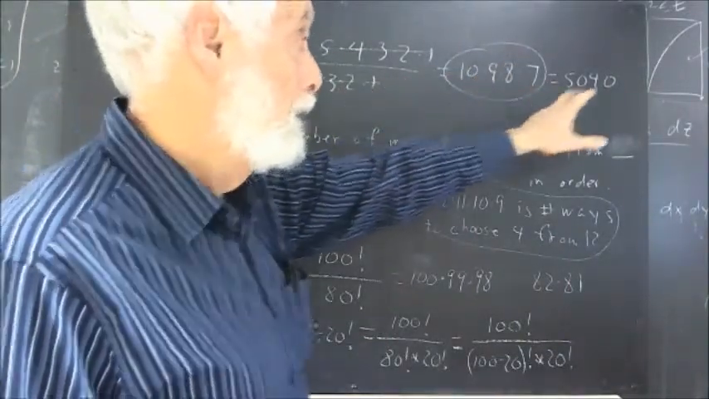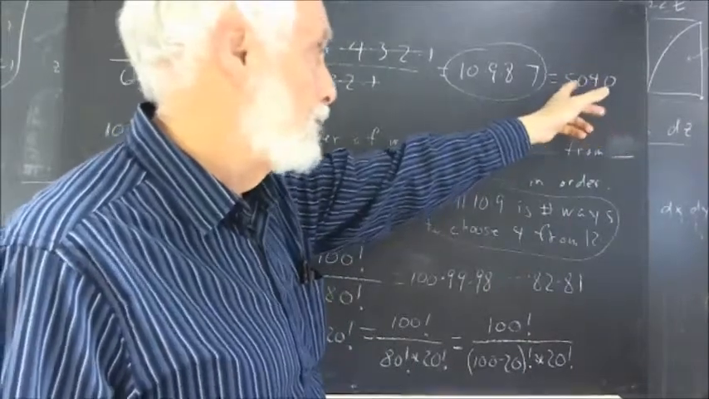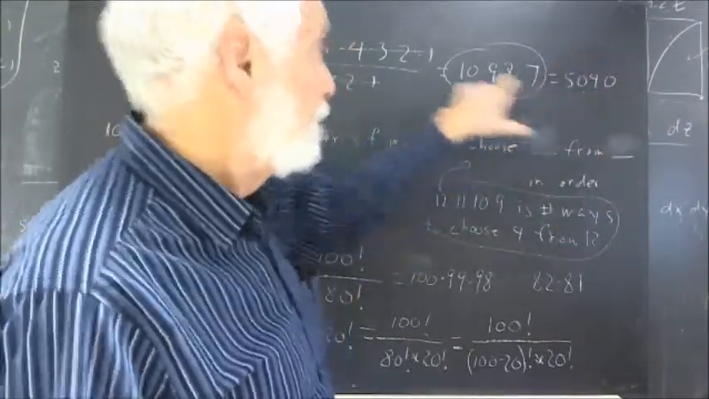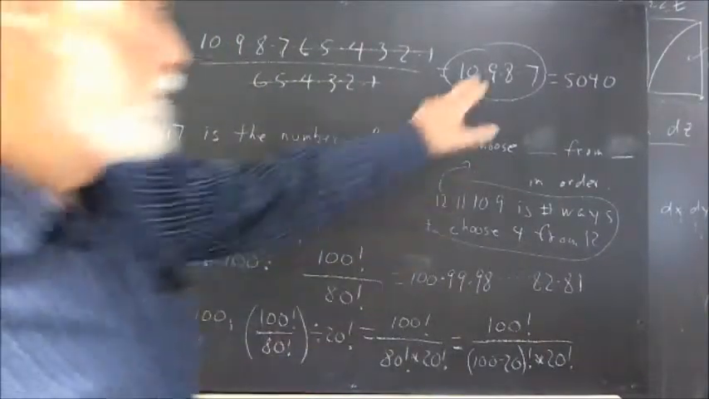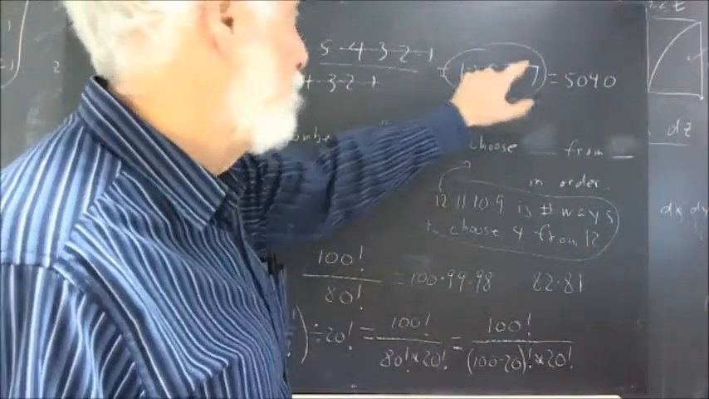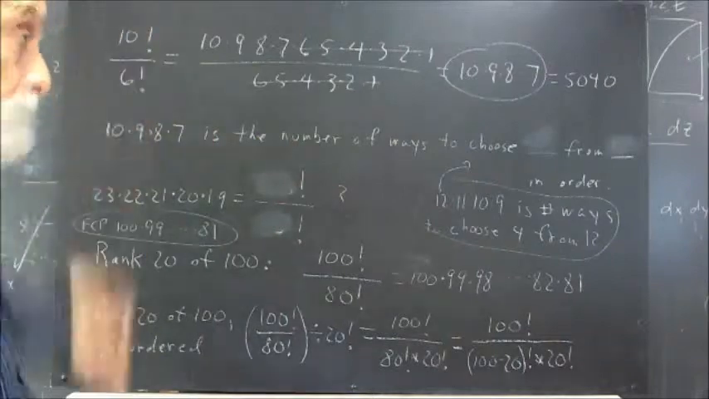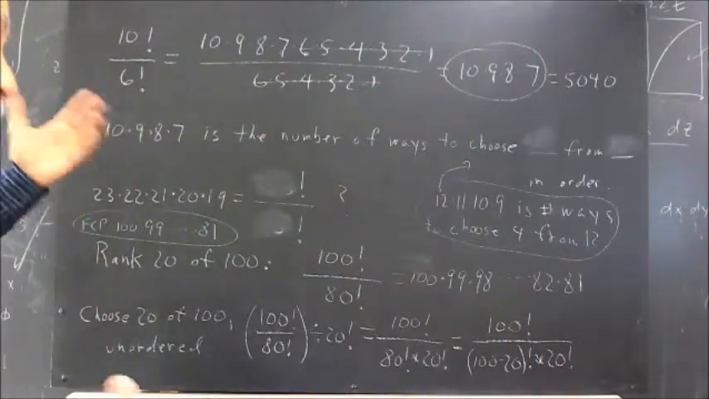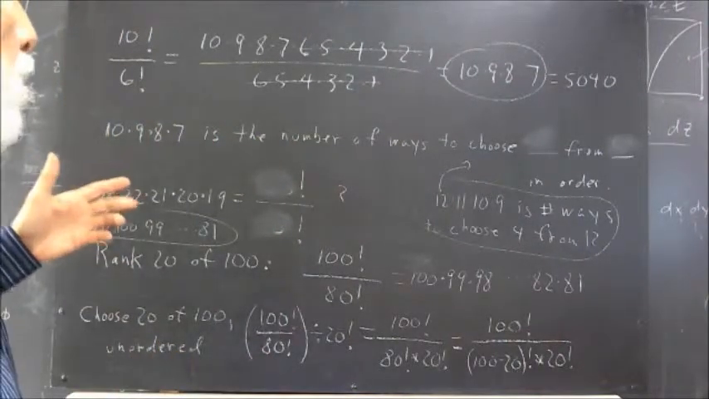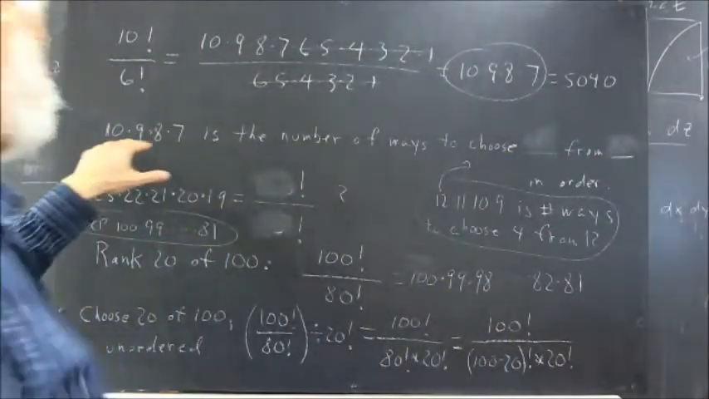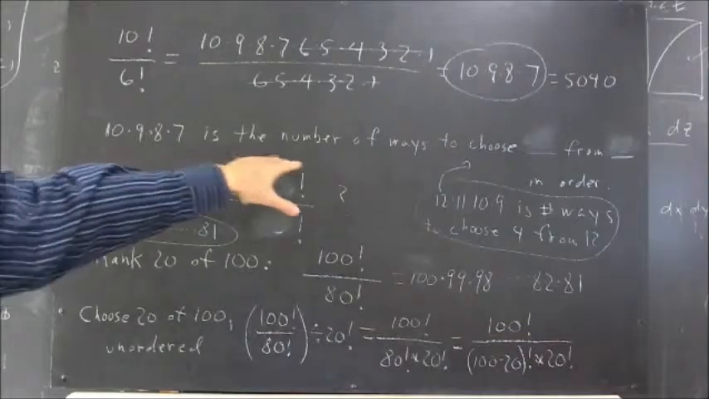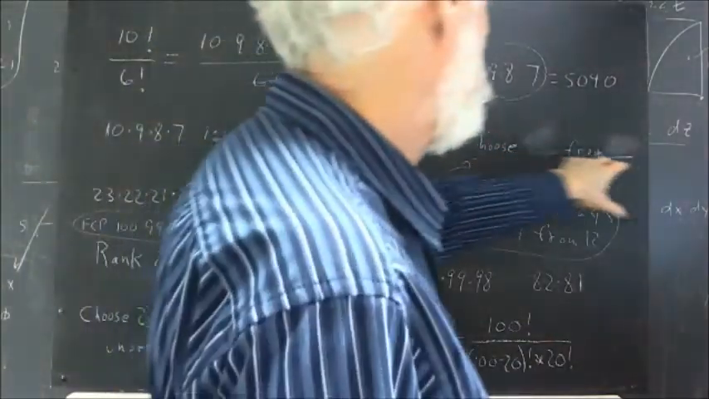8 times 7, which incidentally multiplies out to 5,040, but we leave it in this form until the very last step, because this form gives us information about exactly what the expression means. Now, let's see, what does the expression mean? I've got some blanks to fill here. 10 times 9 times 8 times 7 is the number of ways to choose what from what.